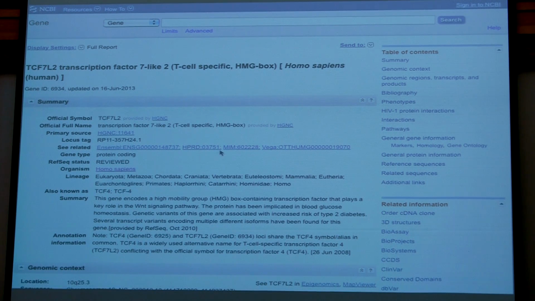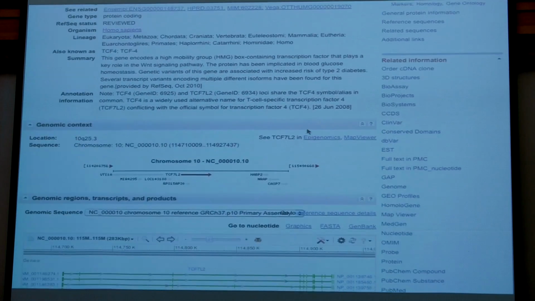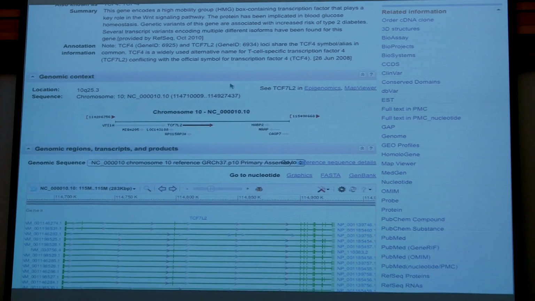It's human. There's a bunch of related ones. HGNC is a nomenclature committee that tries to straighten out the bad names. Nobody uses them, but they do have good names, sort of. This is where it lives in the chromosomes, in the genomic context. So it's on chromosome 10.